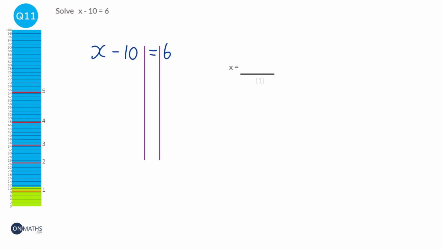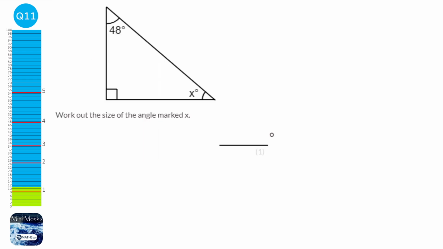So what is the opposite of take away 10? Well, that's going to be plus 10. But you can't just do that to the left-hand side. You have to do the same thing to the right-hand side. So on the left-hand side now, we're left with just x because we've got rid of that take away 10. And on the right hand side we do 6 plus 10, which is 16. So our solution is x equals 16.